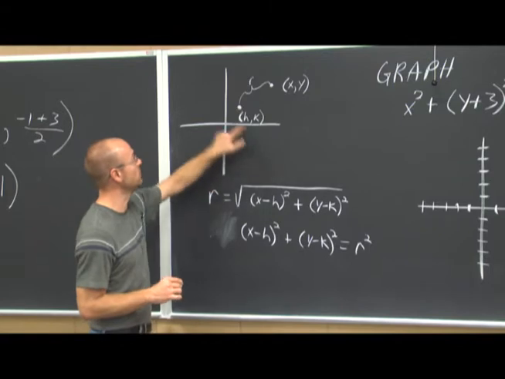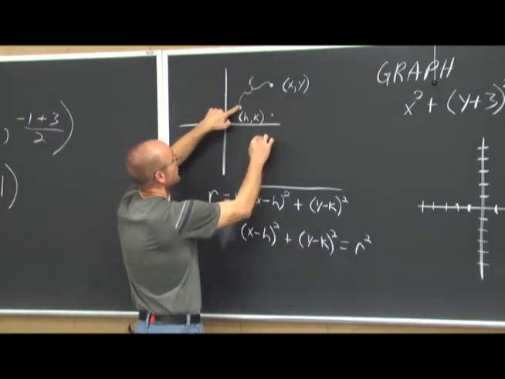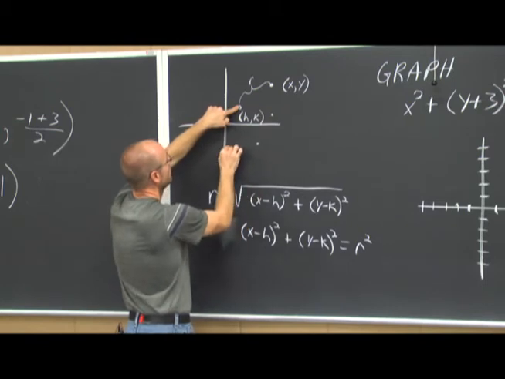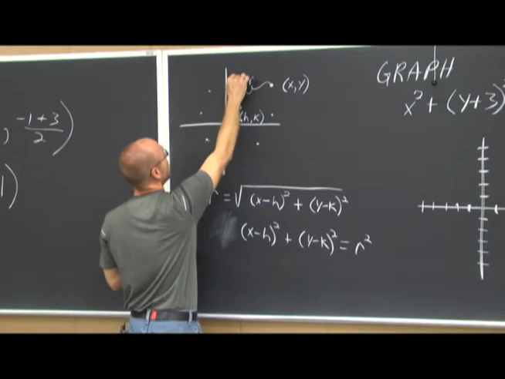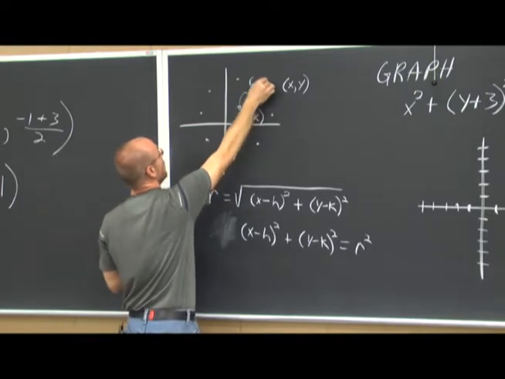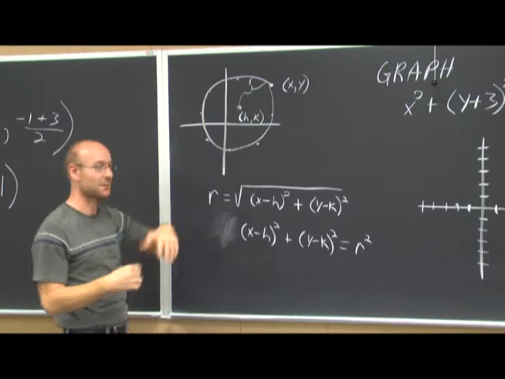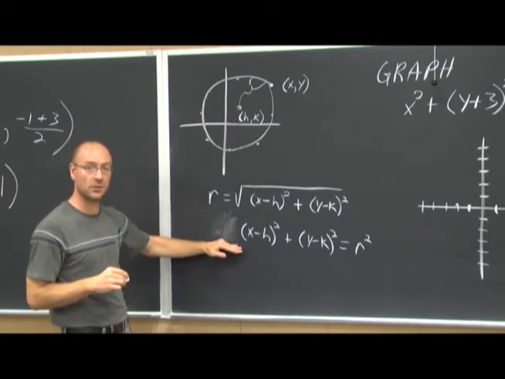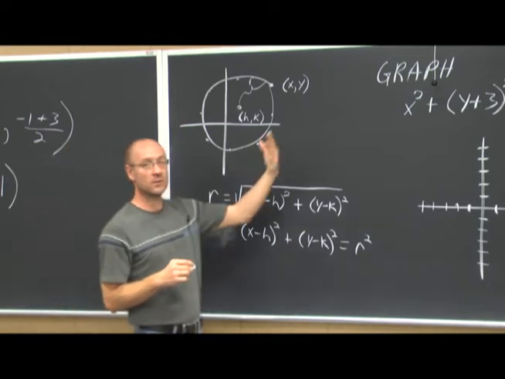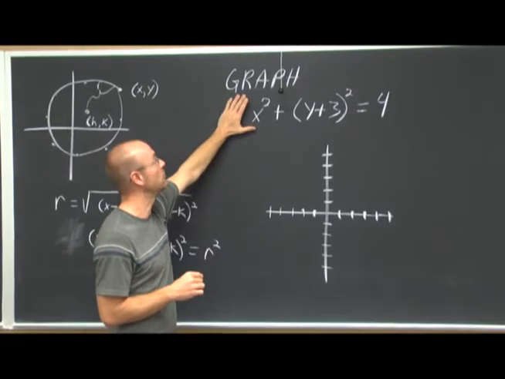So what this tells me is if I go r units in any direction from my center (h, k), as long as I'm r units away, I will build a circle. And I apologize that it's not a perfect circle. I was freehanding it there. So this here is your equation of a circle. So let's go to this here and say, how can we graph a circle in standard form?